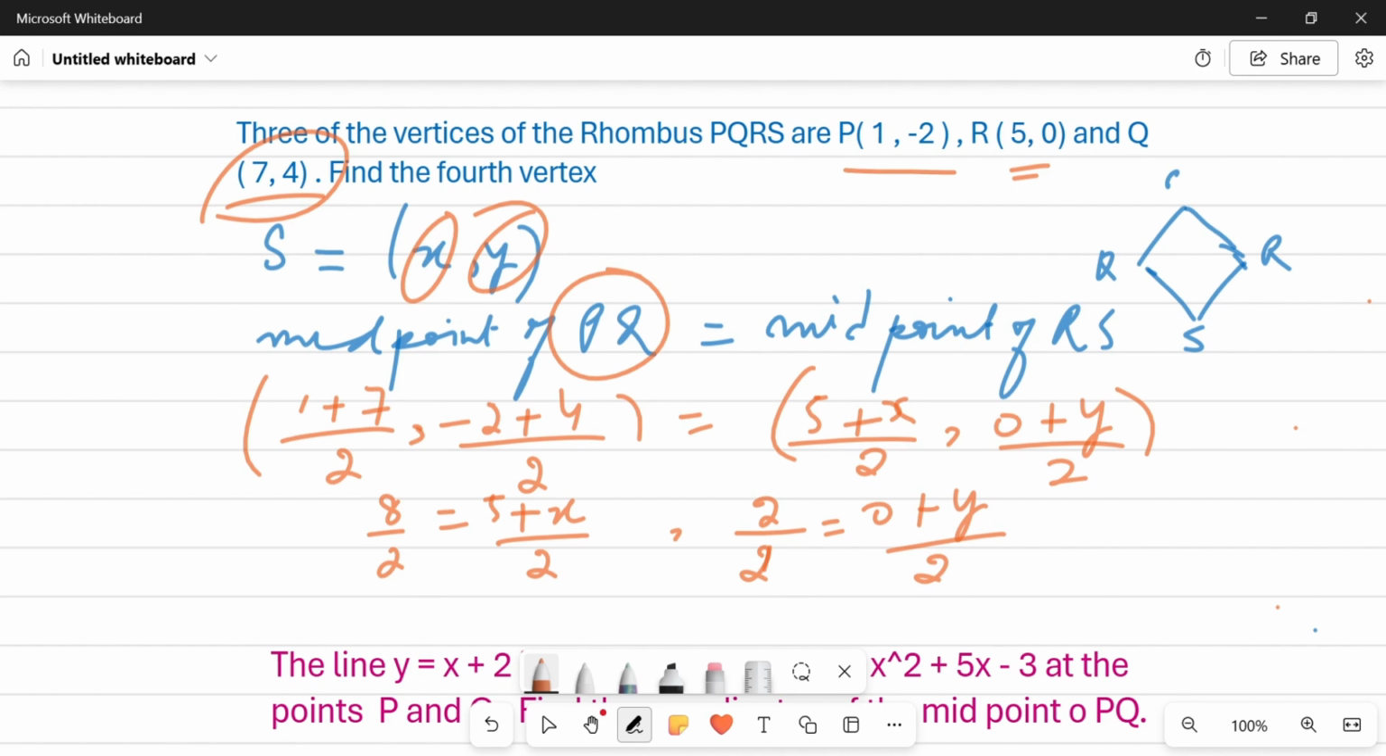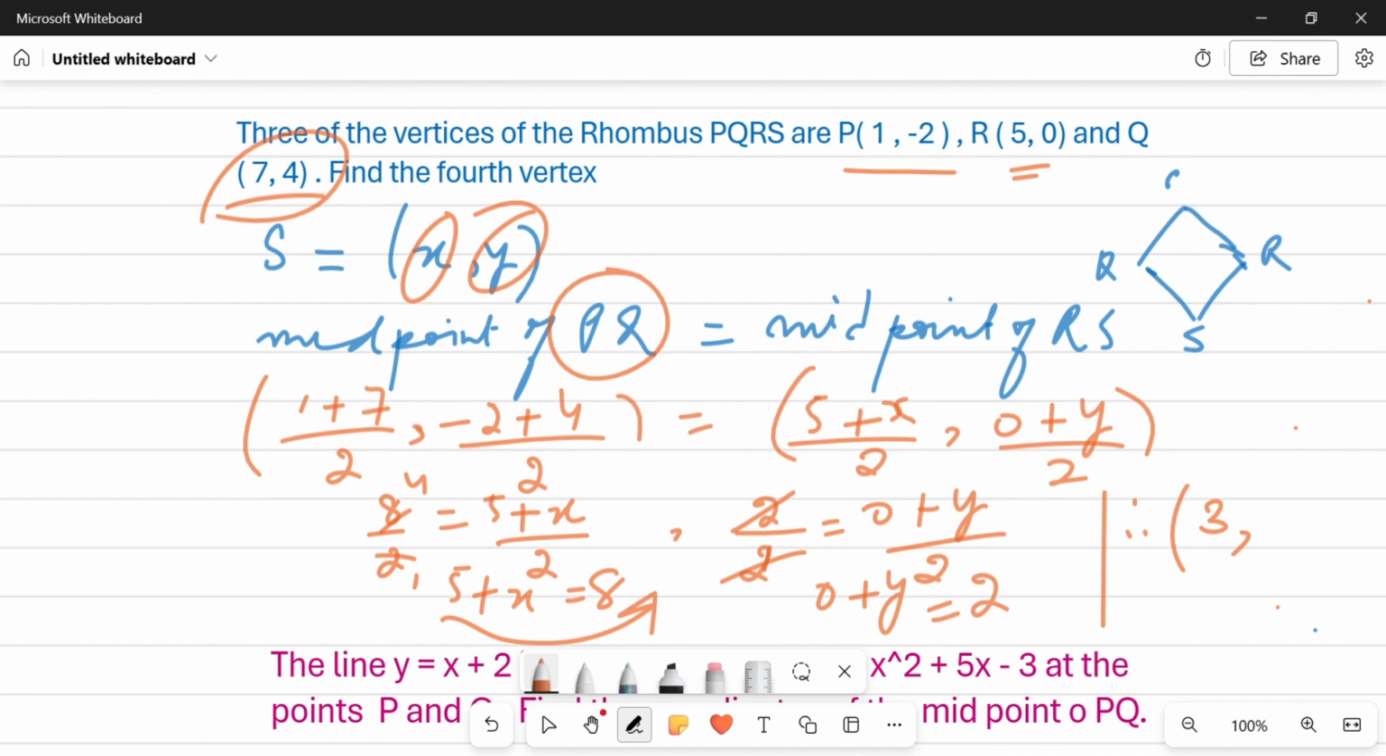So when we cross multiply and simplify, 2 ones are 2, 2 fours are 8, so 5 plus x equals 8, we have done cross multiply here, and then the 2s cancel, so 0 plus y equals 2. So what is the value of x? When 5 shifts to the other side, it gives you 8 minus 5, which is 3. So the x value is 3. And what is the y value? y is equal to 2.